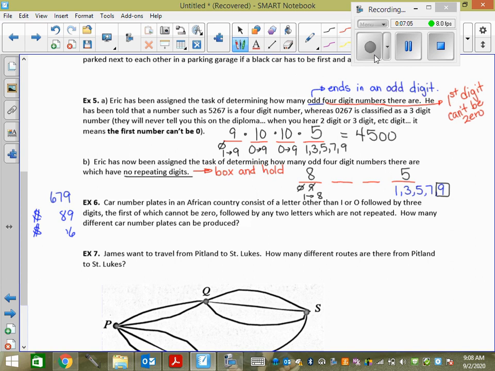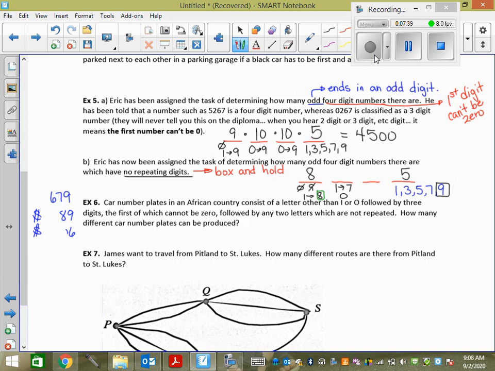Then I have to remember to box and hold something, right? So I'm going to box and hold the 8. So then I have 1 to 7, which everyone says is 7 options. 1 to 7 is 7 options. That's true. But you would be wrong if you put 7. What did we not put in the first and last blank? What have we not used up? Because you couldn't use it. 0. We have to remember to bring it back because it is actually an option for that blank, isn't it?